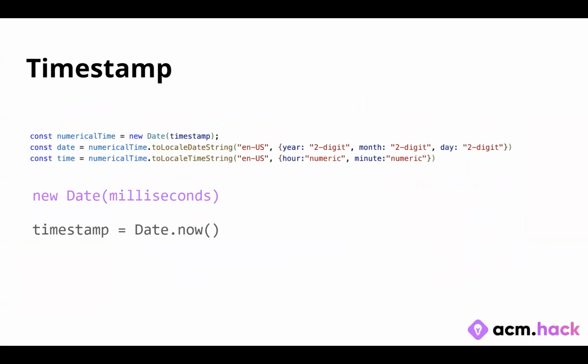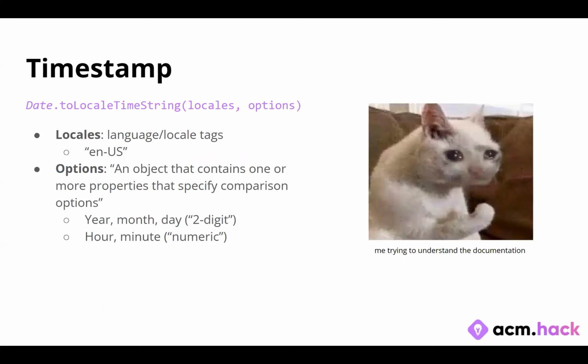And then next we have timestamp. Originally our timestamp was just a long string of numbers, and we want to change it so our timestamp actually turns into the date and the time. So what we want to do is create a new date with the timestamp. And if you don't remember, timestamp is just Date.now, which gets the number of milliseconds since January 1st, 1970. And then after that, you want to use that time to create a date and time using the methods toLocaleDateString and toLocaleTimeString. What this method basically does is that you pass in the locales, which is just the language or locale tags. And then because we're American, we have en-US.